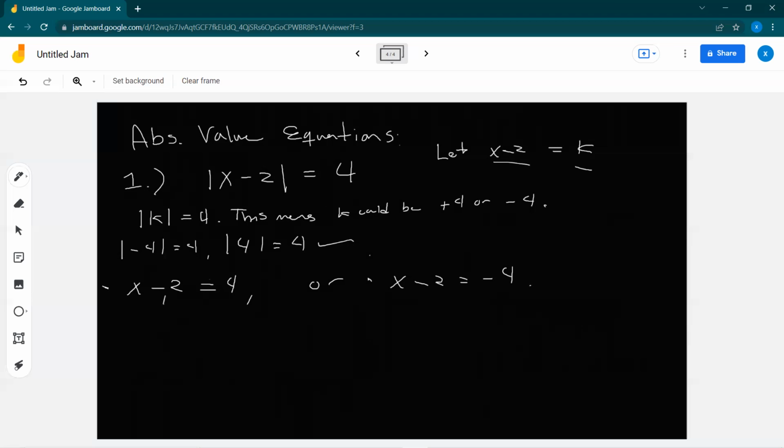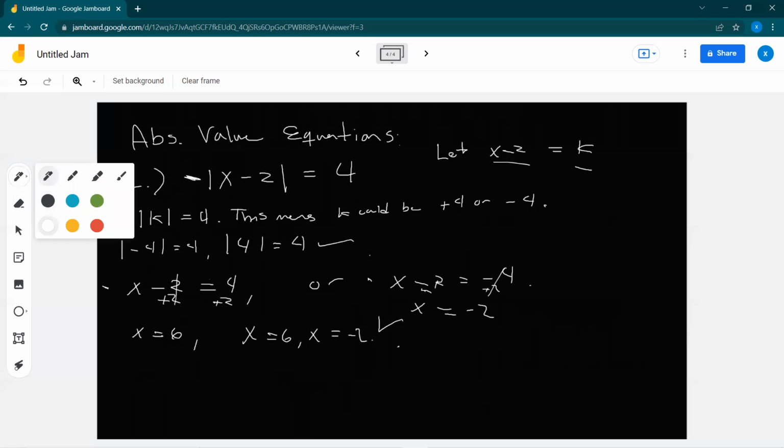So we can just do a +2 on this side, +2. So we'll get x is equal to 6. And on this side, we'll get x is equal to -2, or +2, +2. So our solution is x is equal to 6, or x is equal to -2. And let's check them to make sure they work. So again, back at our original equation, we can do a little bit of a check here.